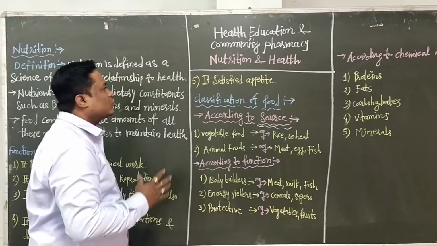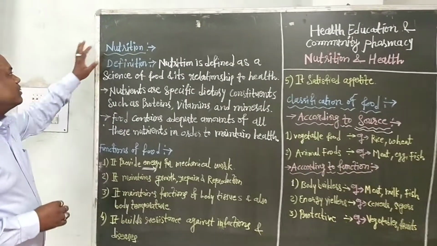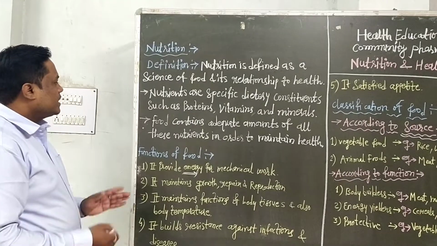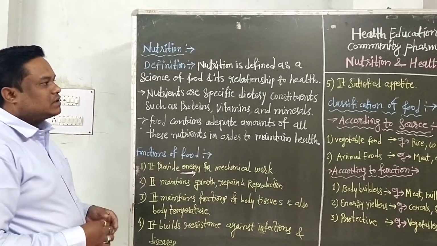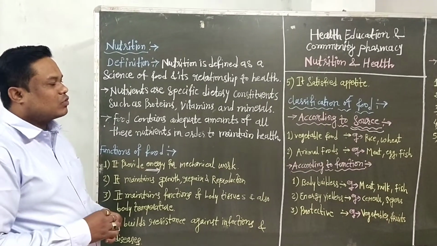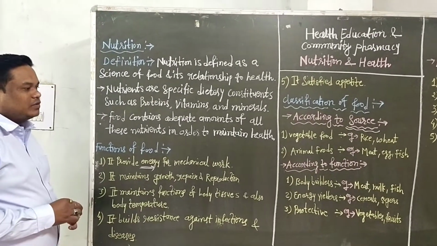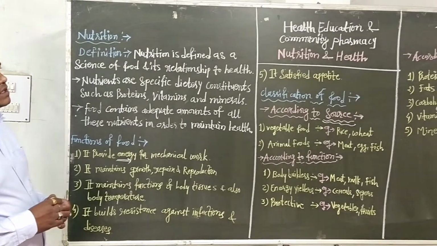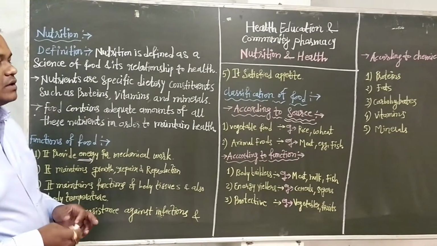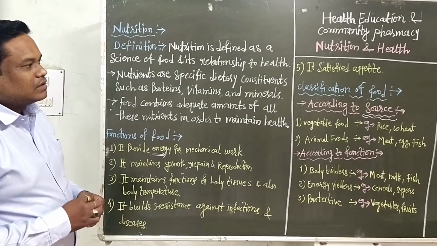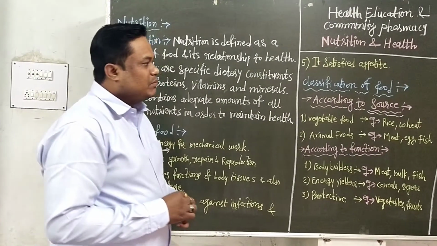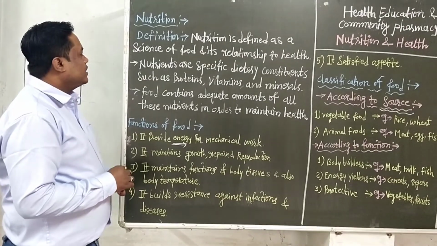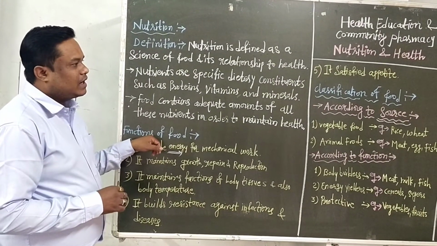In this lecture, these are the common introduction of nutrition and health. We saw first the definition of nutrition, the relationship between food and health. Then second, the function of food. Then third, the classification of food: first according to sources, that is vegetable food and animal food; second, according to function, that is body builders, energy yielders, and protective; and third, according to chemical nature, that is protein, fat, carbohydrates, minerals, and vitamins. So this is the introduction of nutrition and health, their definition, then their function, and last, the classification of food.